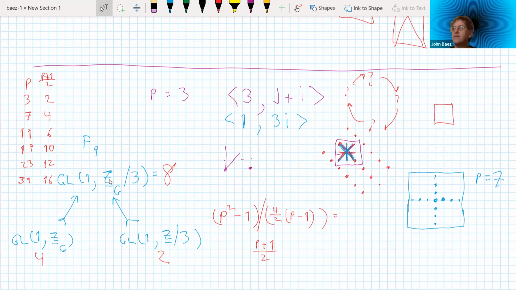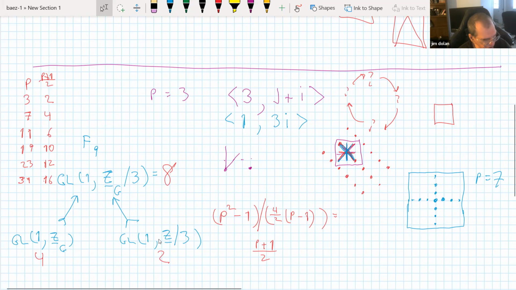So the point of this GL1 Z mod 3 is, by Artin reciprocity or something, the abelianized Galois group. Is that what you're saying? I think that's right. I think so. Well, you know what? It might even be. Yeah, I'm right.